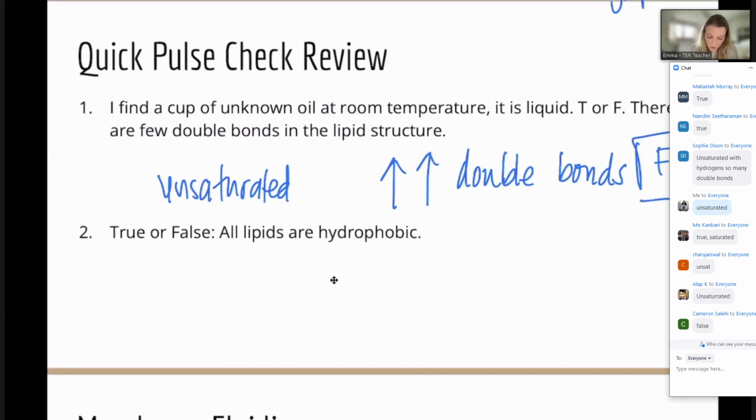Great. Second question, true or false: all lipids are hydrophobic.